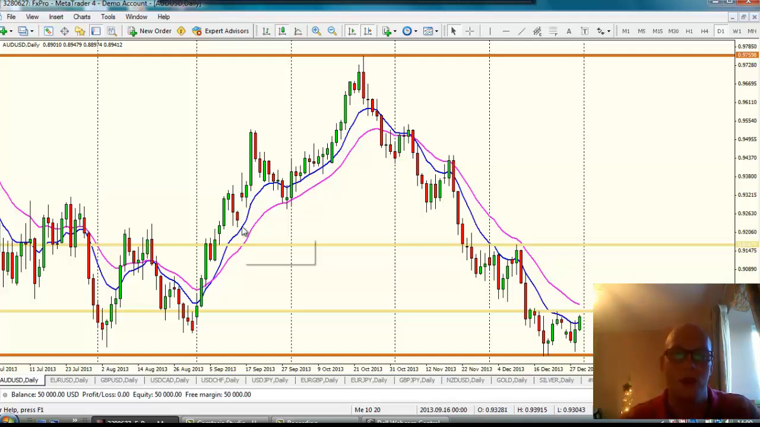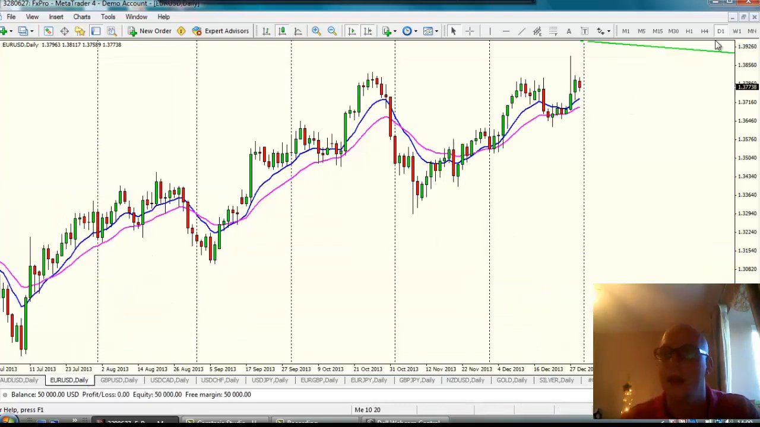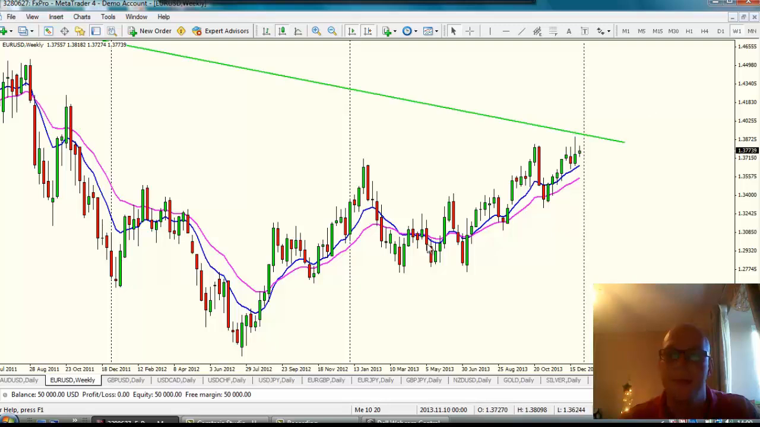I'm then going to move on to my euro dollar chart, go to the weekly time frame and start the process all over again. Now the most recent swing high, due to the fact that this one here's not quite formed yet, I'm going to place it here for now. Change the colour of that.